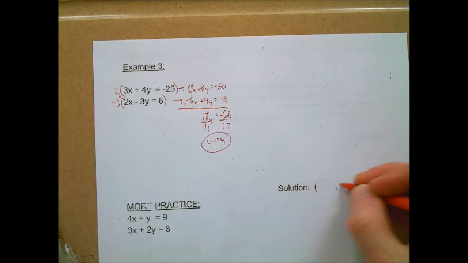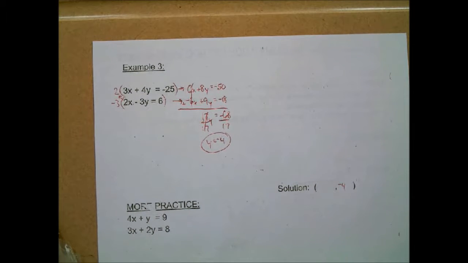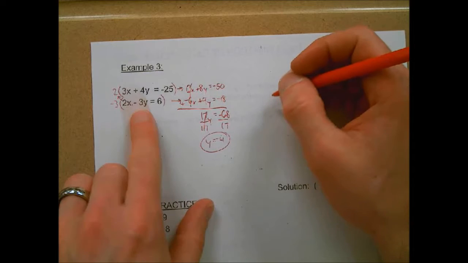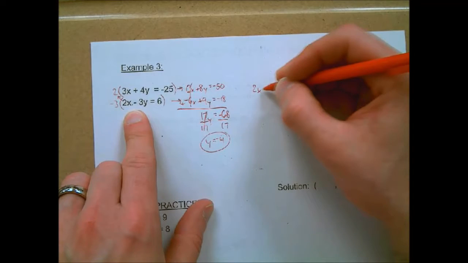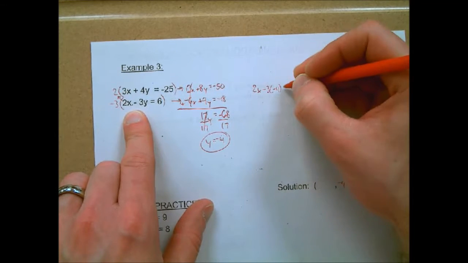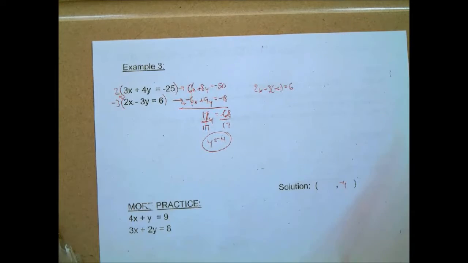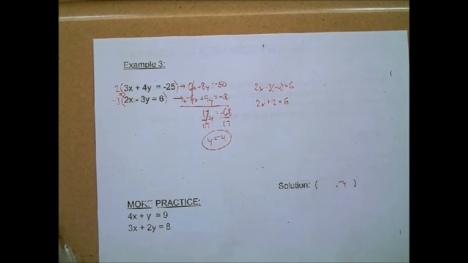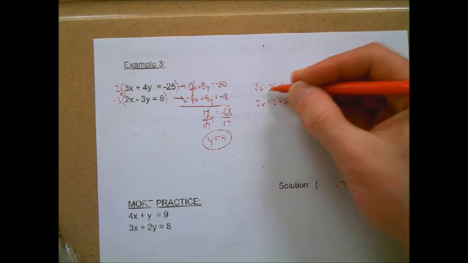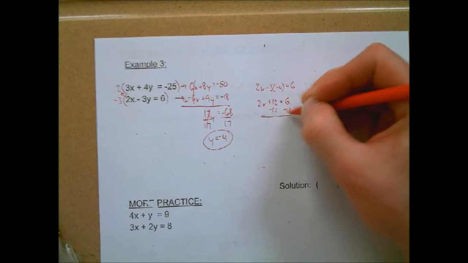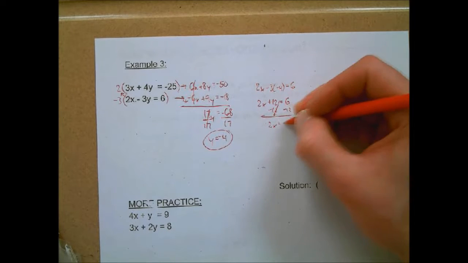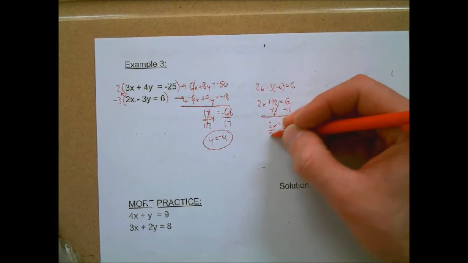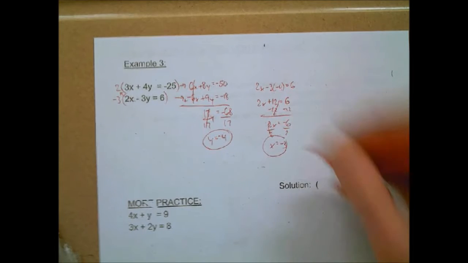Okay, and then once we get y equals -4, we'll plug it back in. Let's just plug it in. I'm going to pick the bottom one. So we'll do 2x minus 3 times -4 equals 6. So we get 2x plus 12 equals 6. Again, -3 times -4, positive 12, subtract 12 from both sides. -6, divide both sides by 2. X equals -3. So the answer is -3, -4.